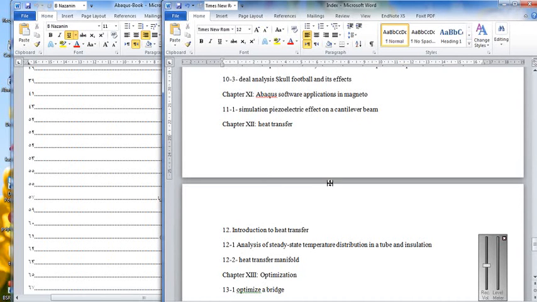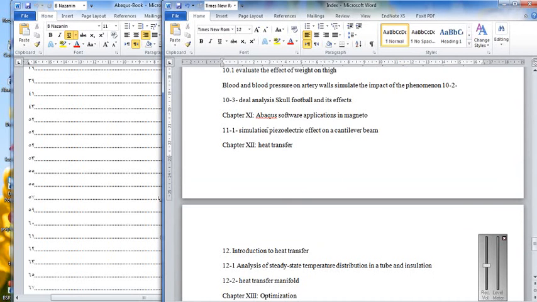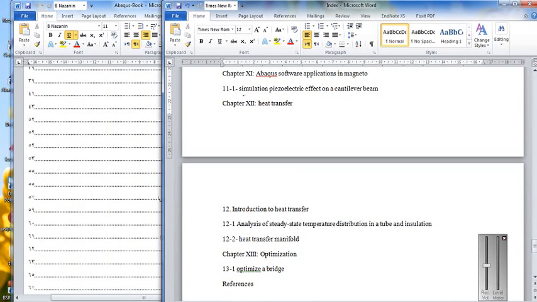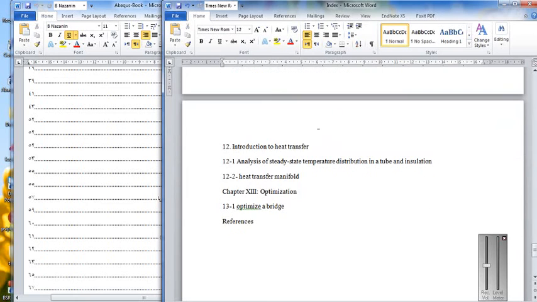And chapter 11, the application of Abaqus in electromagnetic has been studied, simulation piezoelectric and the cantilever beam. And chapter 12, introduction to heat transfer, steady heat transfer and manifold and transient heat transfer has been studied.